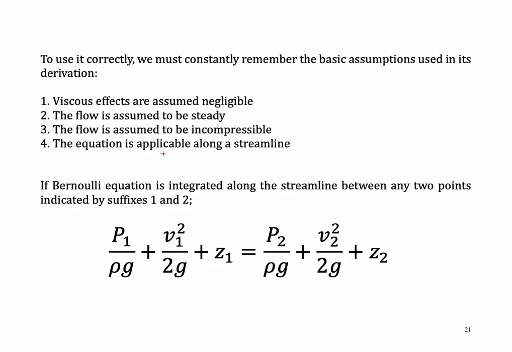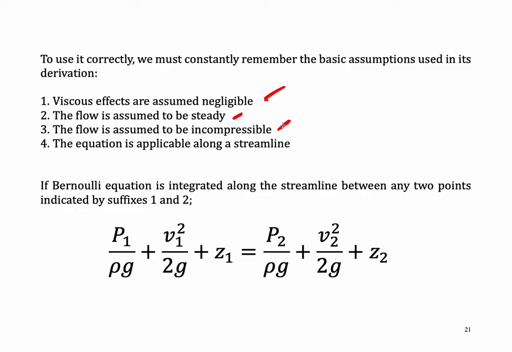To use it correctly, we must constantly remember the basic assumptions used in its derivation. Assumption number 1 is that viscous effects are assumed negligible, so there is no slip condition and so on. So there is no resistance. Number 2, the flow is assumed to be steady, so there are no changes of velocity with time. Number 3, the flow is assumed to be incompressible, so the density does not change.